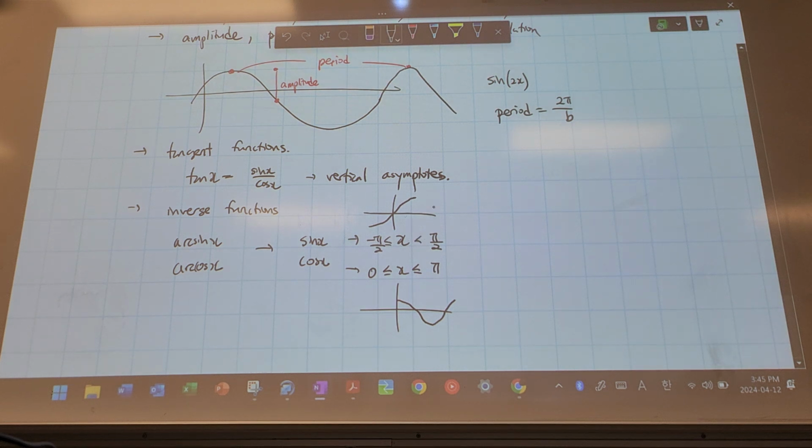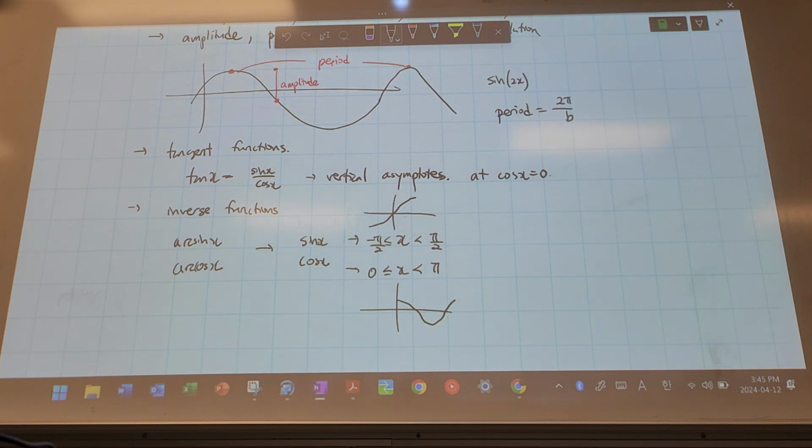What are the asymptotes for the tangent function? As in, the vertical asymptotes are where cosine of x is equal to 0. So pi over 2. Yeah, pi over 2. Okay.